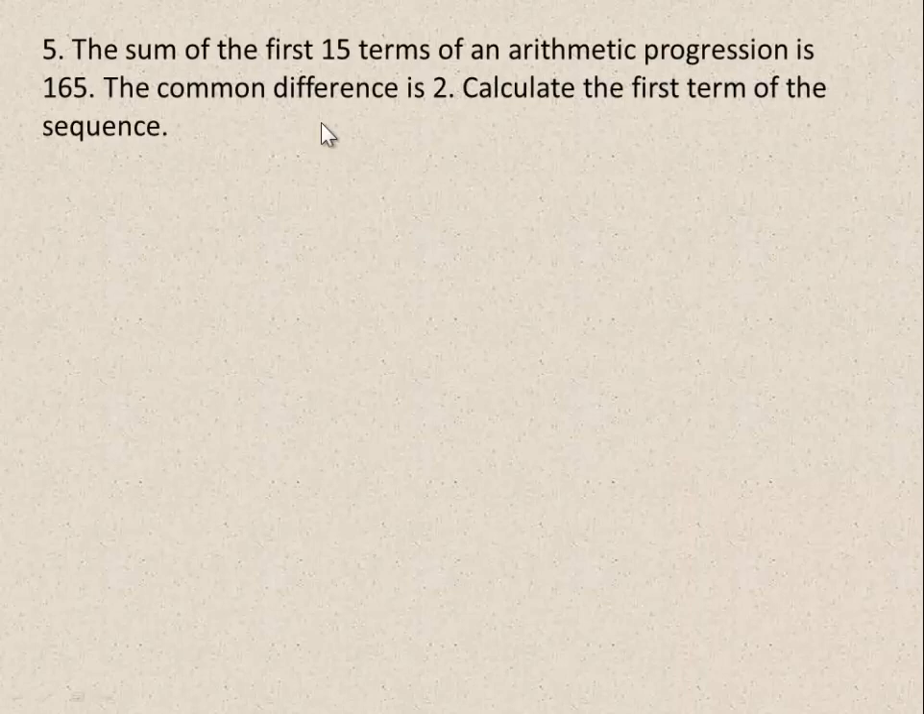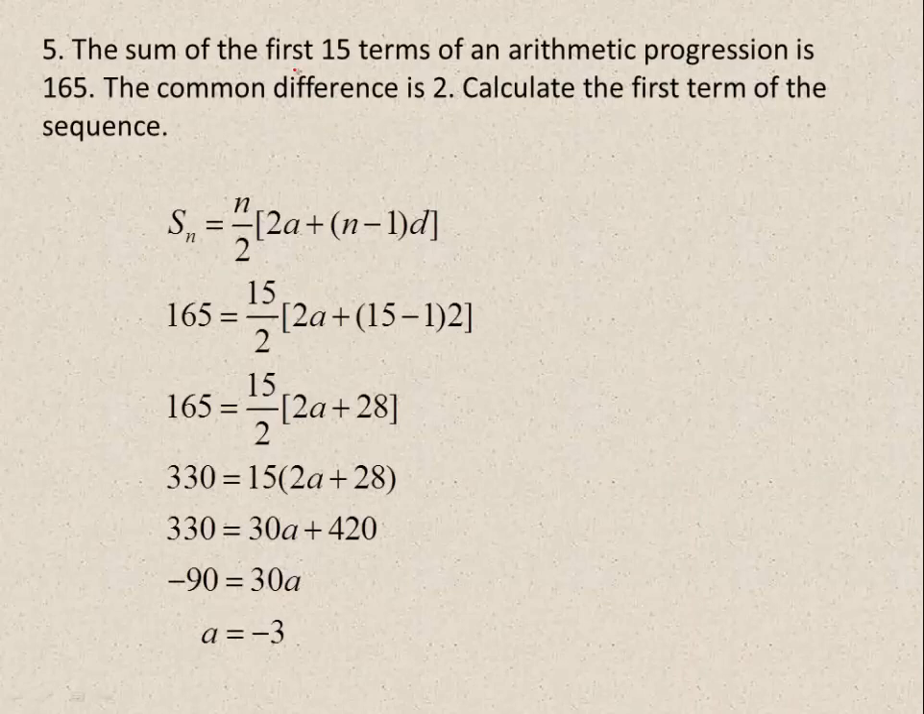Alright, question number 5. The sum of the first 15 terms is 165. So it means Sn is equal to 165. The common difference is 2, which means D is equal to 2. Calculate the first term of the sequence, which means you have to calculate the value for A. And guys, I substitute into the formula, I manipulate this formula, and I end up with the value of A.